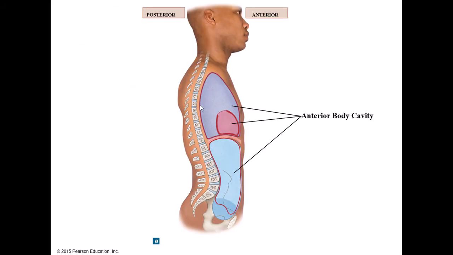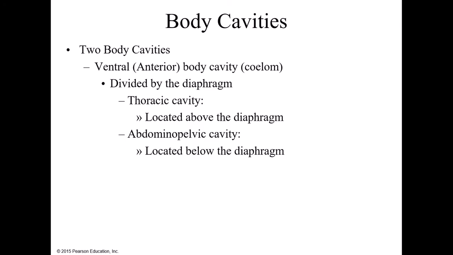If I go to this picture here, we can see all of this is the anterior body cavity or ventral. Again, anterior means in the front. This structure right here is a dome muscle known as the diaphragm. So we're going to see above the diaphragm, everything in here is the thoracic cavity, and then everything down over here is known as the abdominopelvic cavity. Let's go back to the note.